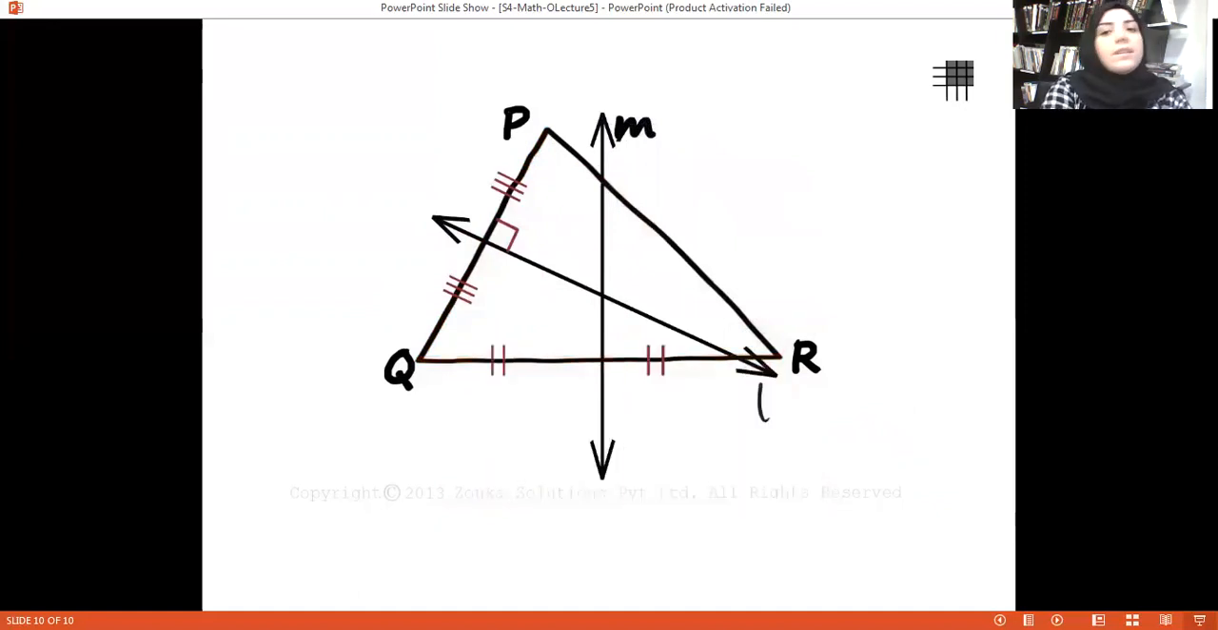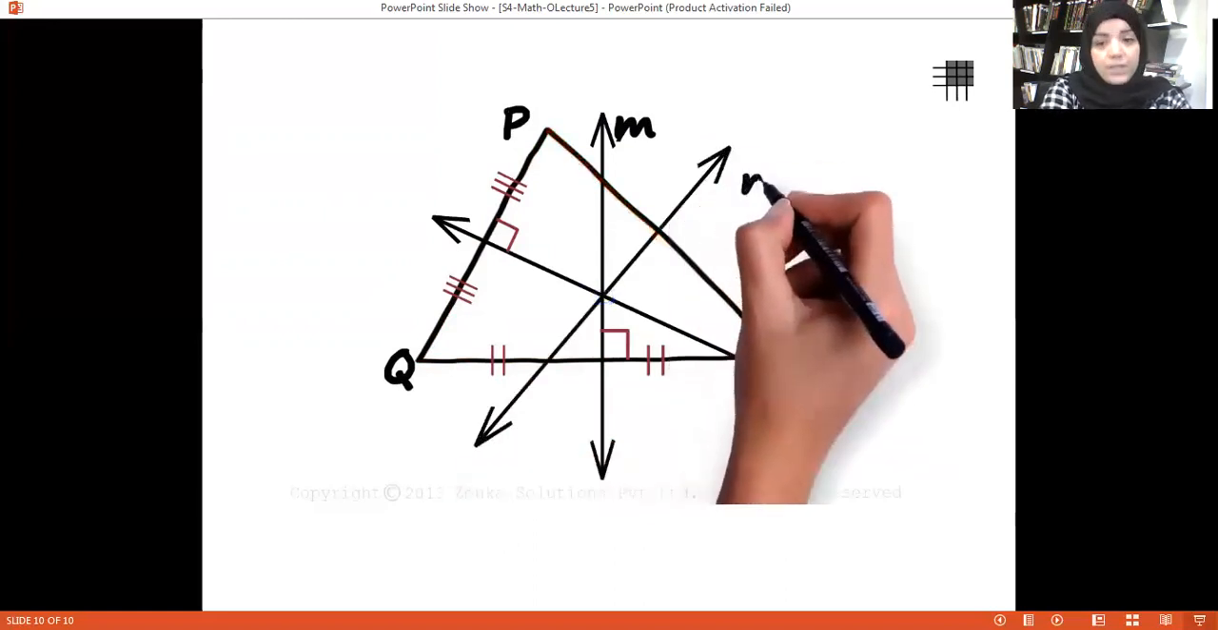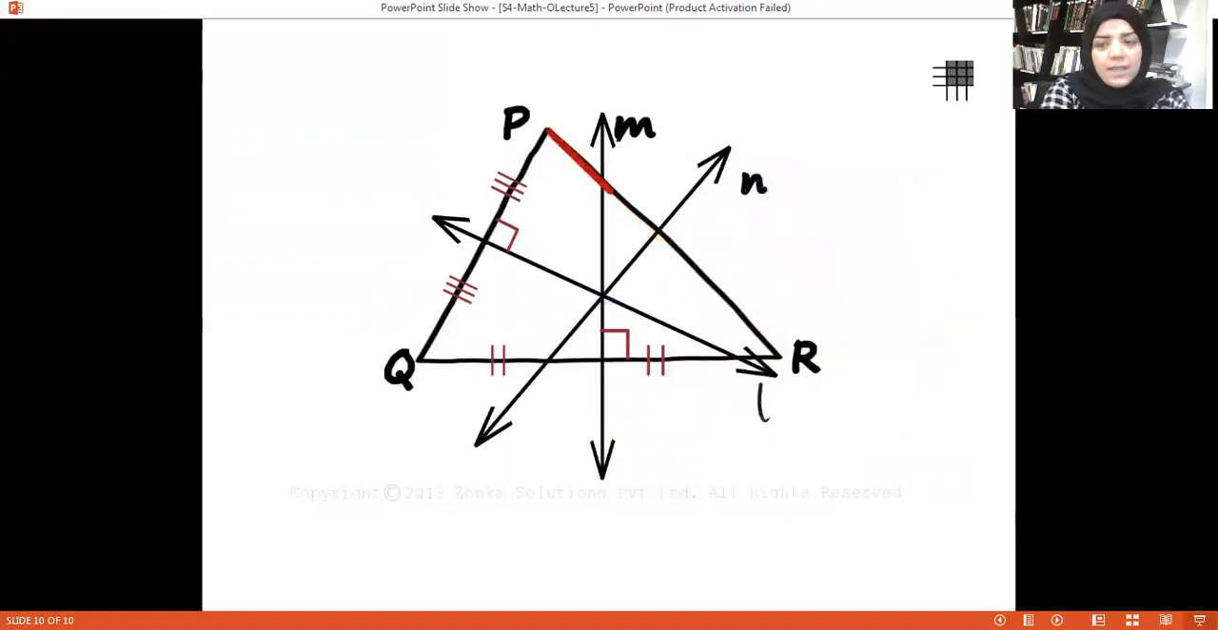The perpendicular bisector does not necessarily pass through the vertex. Okay, so keep this in your mind. The bisector is drawn from the vertex. The median is drawn from the vertex. And also the height is drawn from the vertex. But the perpendicular bisector is not necessarily drawn from the vertex, okay?